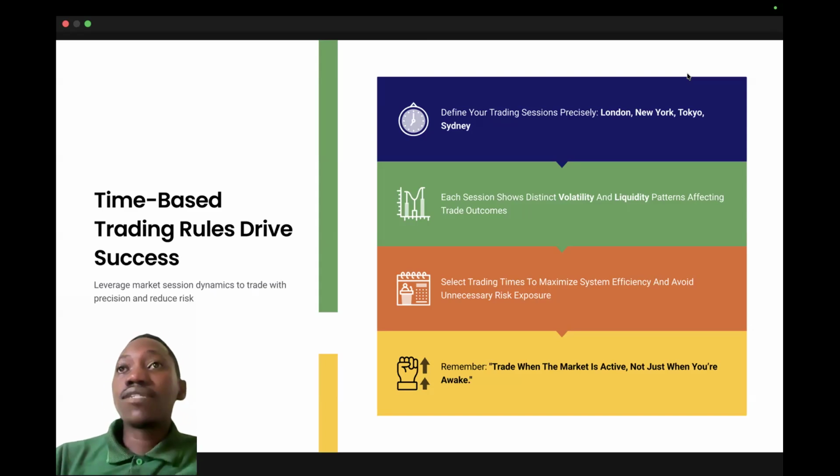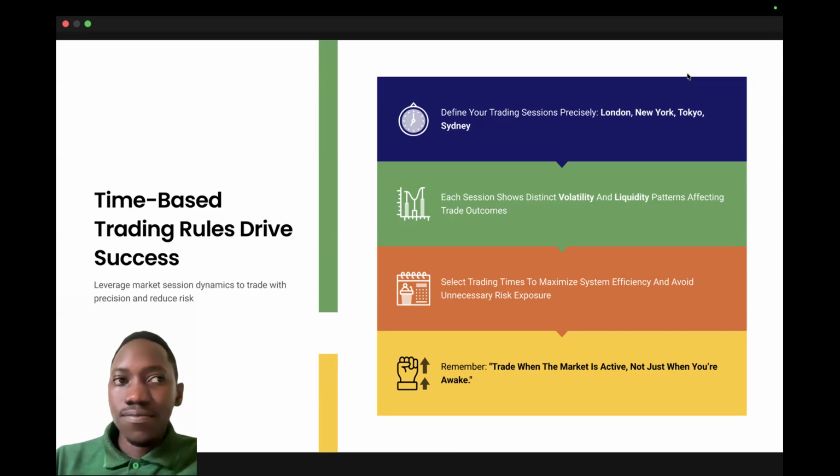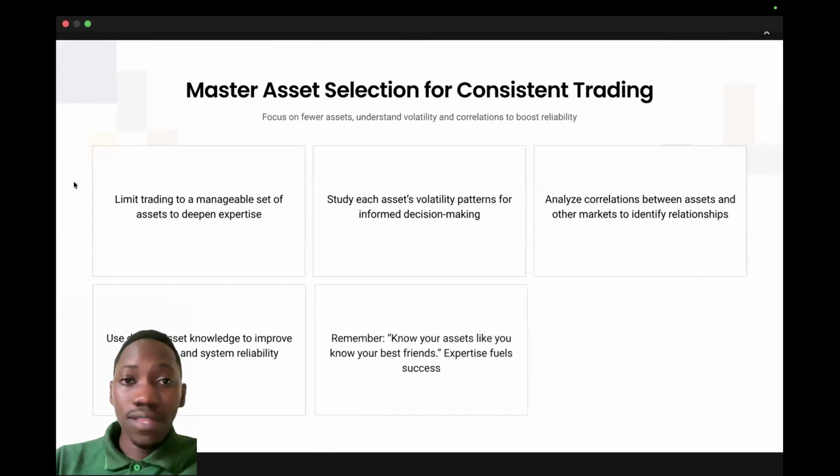For example, sometimes the markets are most spiky during the New York session and the London session, and they are dragging during the Asian session. That's more so for Forex pairs. Then cryptocurrency pairs do sometimes well in the Sydney session and so on. So each session shows distinctive volatility and liquidity available in the market for trading. Sometimes when you trade in certain sessions, your trades close faster than when you trade in other sessions. You make money faster. So that can become a rule that I only trade in these times. Selecting a trading time to maximize system efficiency is also something very key.